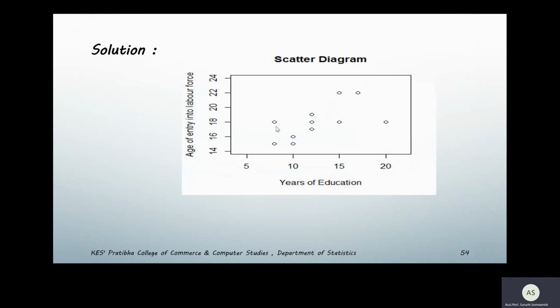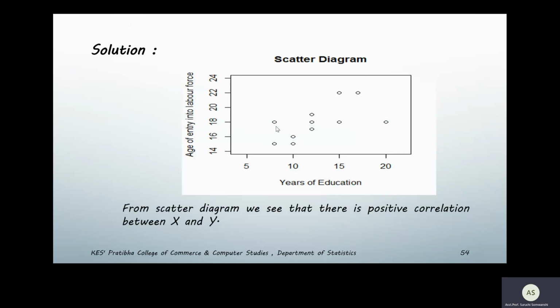So from this scatter diagram we can interpret that there is a positive correlation between the variables x and y. How are we saying that there is a positive correlation? See, the direction of the points is from down left side to upward to the right side. Correct? So this is the direction of positive correlation. That means if one variable is increasing, the other one is also increasing. That's why we are saying that there is a positive correlation between x and y.